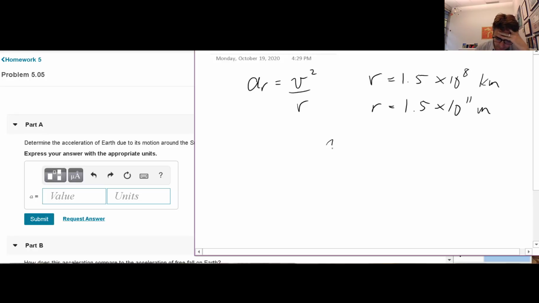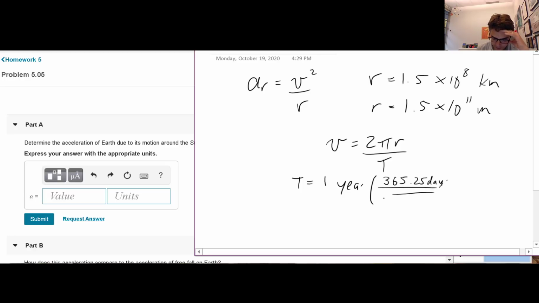So I think that the speed is going to be 2 pi r, the circumference, divided by the period. And the period is 1 year. We should convert that to SI units, so seconds, right? So we need to convert year to days. So it's going to be 365.25 days.